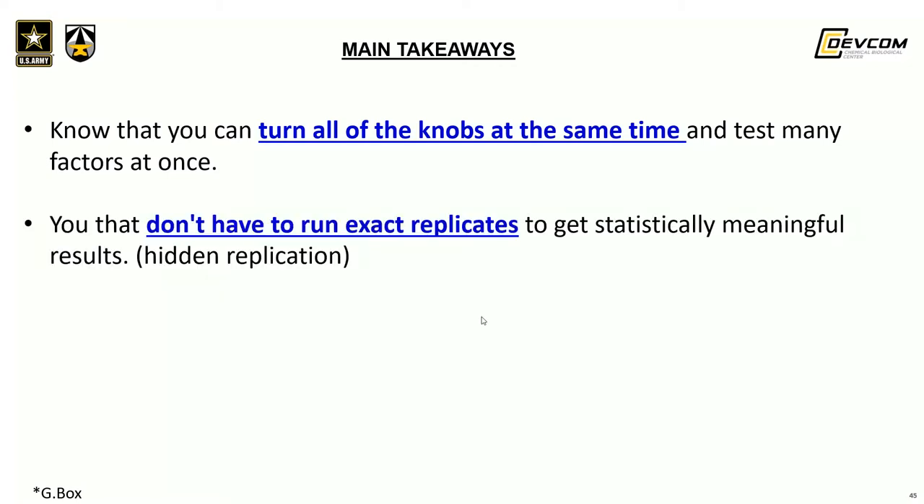And then second point is, you don't have to do any exact replicates. A lot of times, very seasoned researchers will balk at this one and say, you can't do any statistics if you don't have exact replicates. And again, it gets into that hidden replication. I use this to kind of start a dialogue, start a conversation.